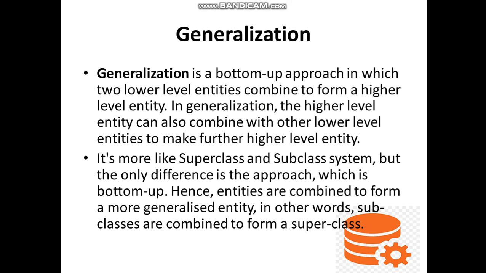First is generalization. Generalization is a bottom-up approach in which two or more lower level entities combine to form a higher level entity. In generalization, the higher level entity can also combine with other lower level entities to make further higher level entity. It's more like superclass and subclass system, but the only difference is the approach, which is bottom up. That means we are going from bottom to top. We are combining two entities and making one super entity and so on.